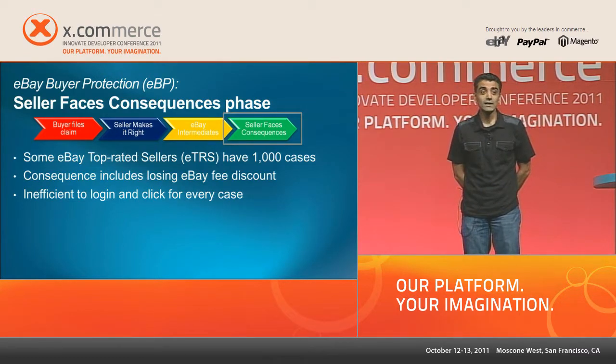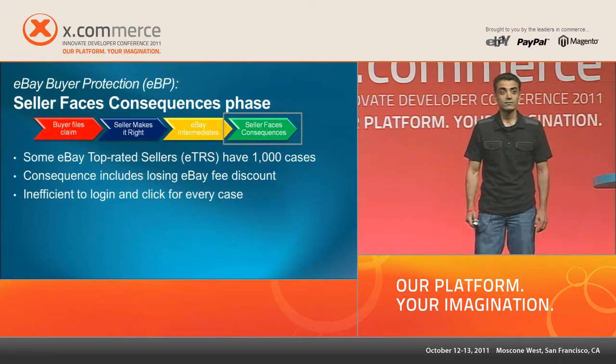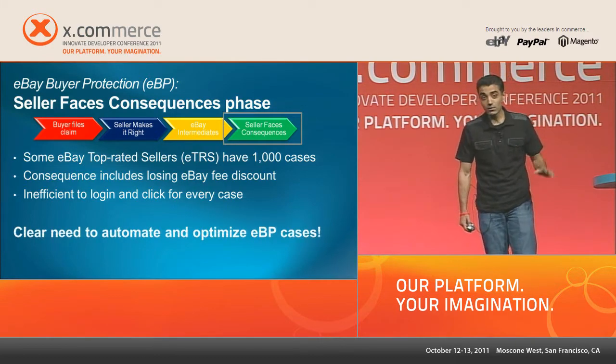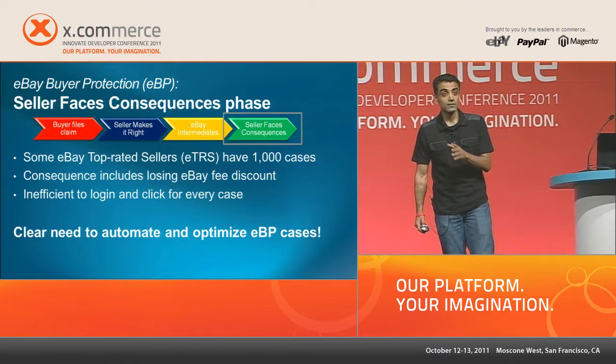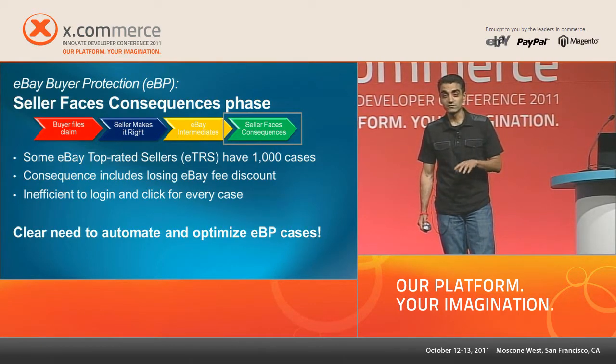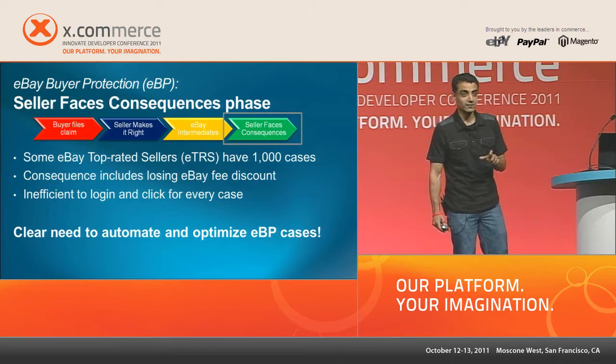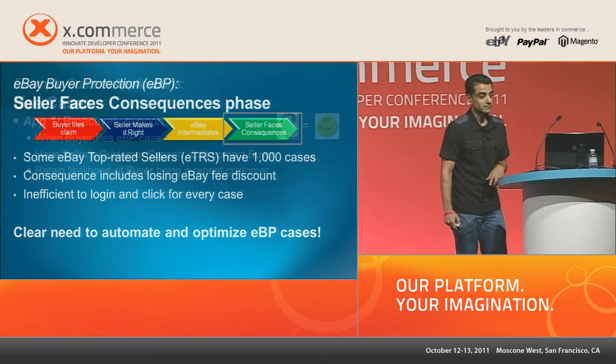And logging in and clicking and choosing for every page is not an efficient way to manage these claims, right? And that's really why there's a clear need to not only automate but optimize these eBay cases. Just one thing to notice: in general, I do flip-flop between cases and claims, so just assume they're equal.